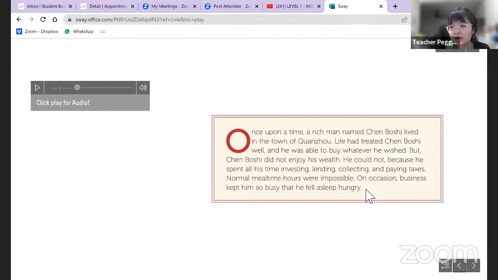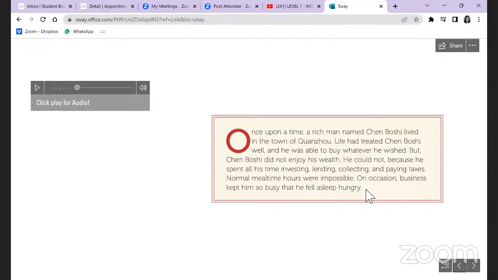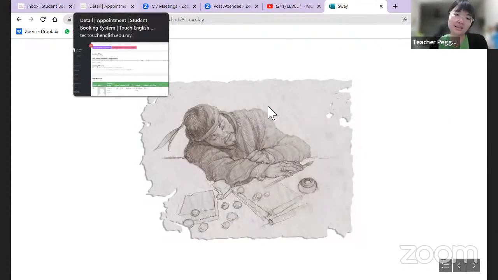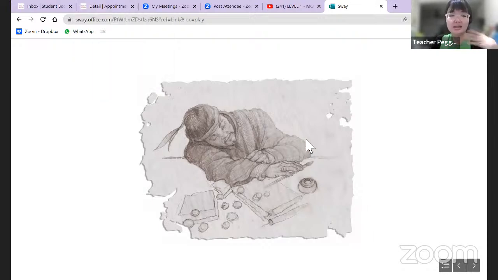Yiping, so far okay? Any words that you don't understand? Okay, so this is Chen Boshi, just falling asleep hungry. Never eating anything, but falling asleep because he's too busy. Then he gets too tired, just falls asleep on the table.